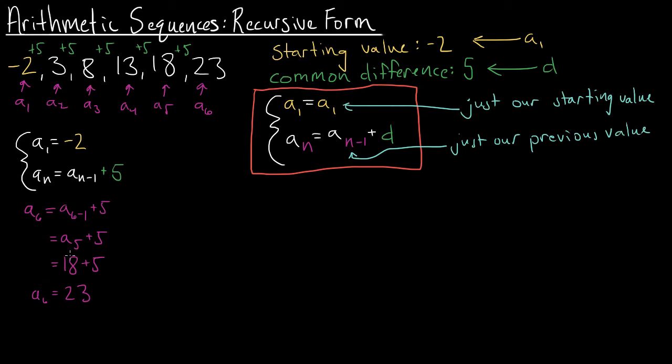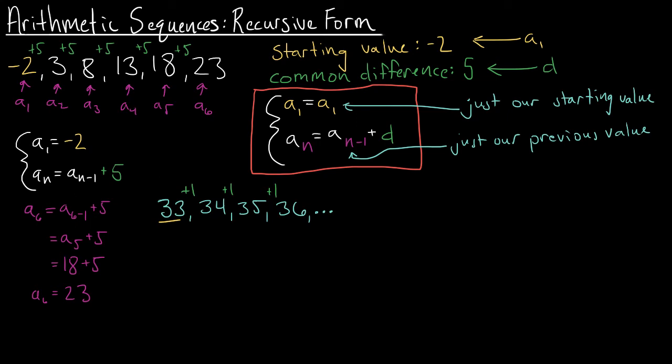So let's say that I have the sequence 33, 34, 35, 36, and so on. Maybe you've seen this sequence before. The first thing we always want to do here is identify our starting value, which is 33, and then identify our common difference, which is 1. We're just adding 1 at each step here. We just have the natural numbers, counting up from 33.